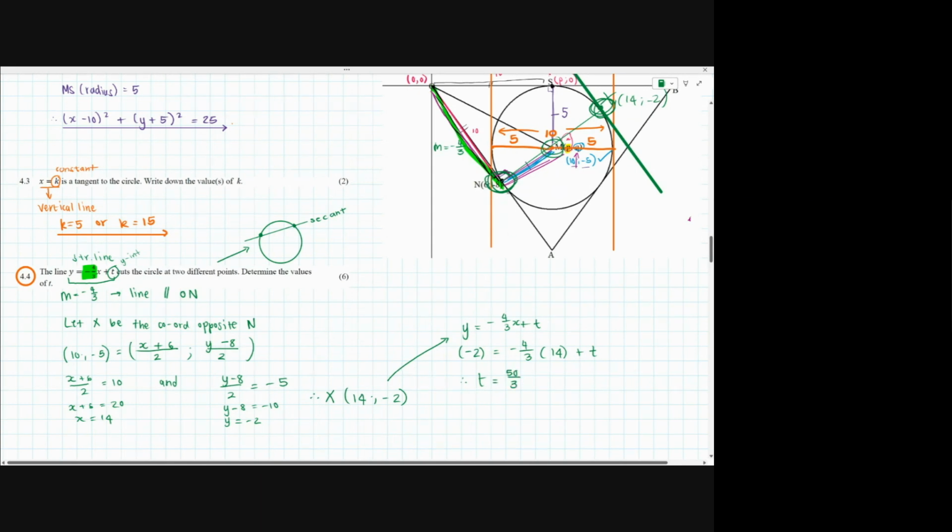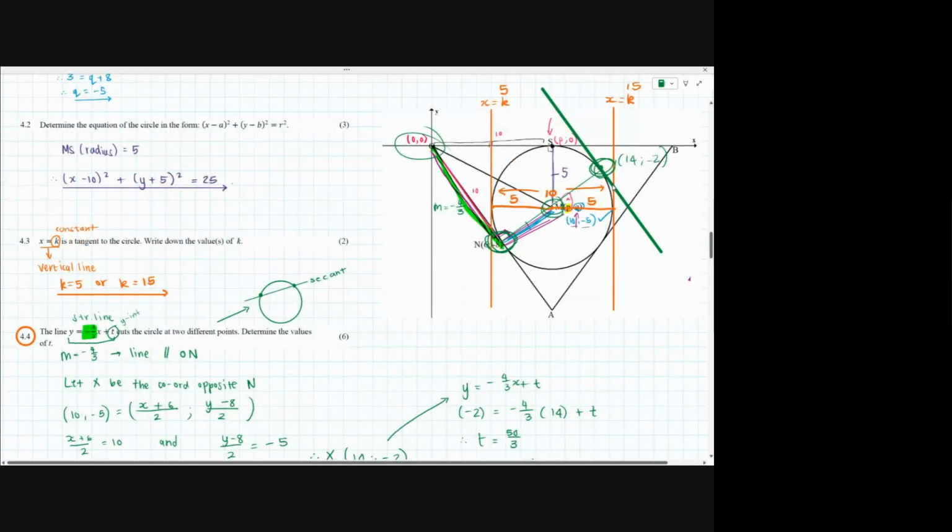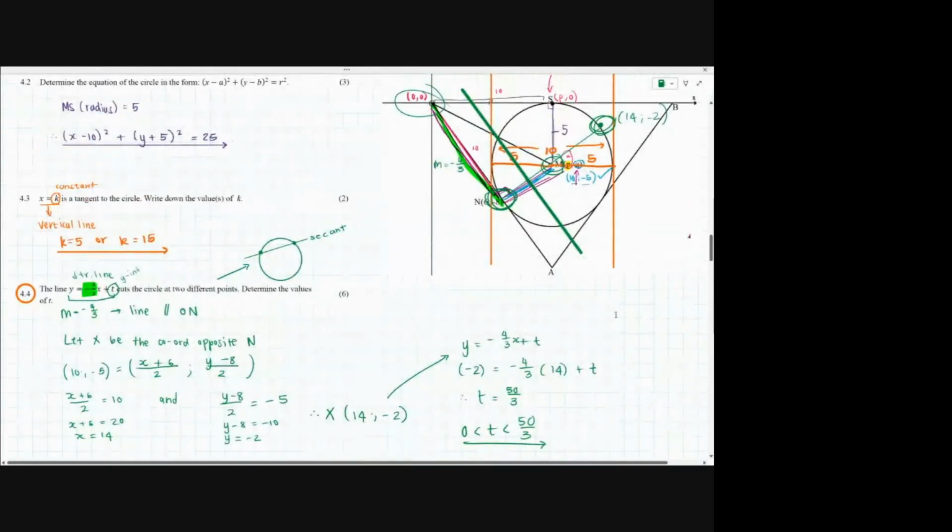And so we know that the y-intercept of this line down here is at (0, 0). The y-intercept of that line up there will be at 50/3. And so t must be somewhere between those two values in order for my secant to exist. So again, as long as t cuts my y-axis above 0, but less than 50/3, I'm going to have a secant in my circle. And that is essentially how we would deal with this question.